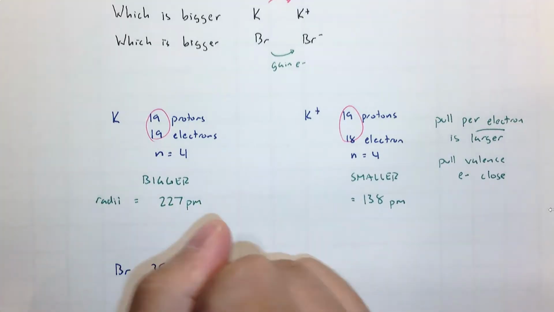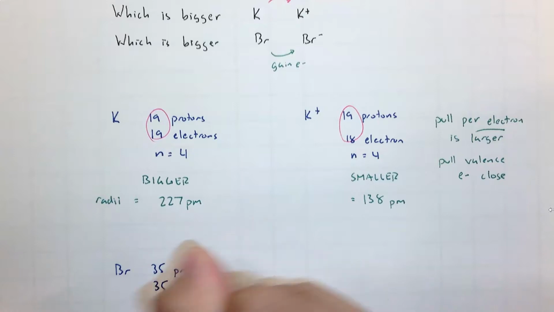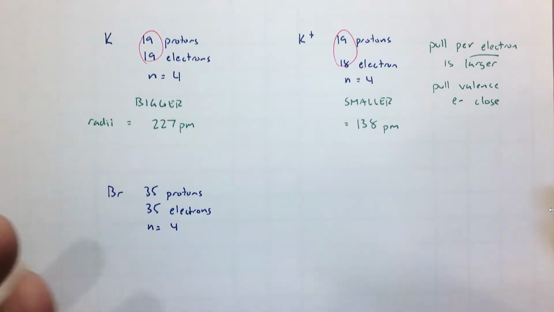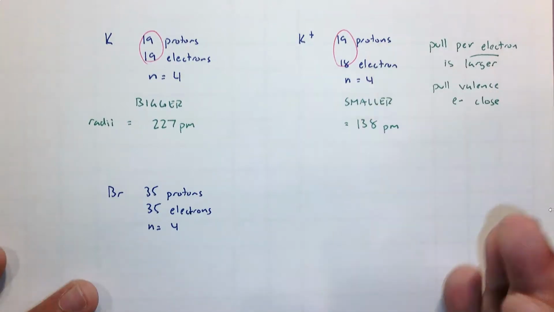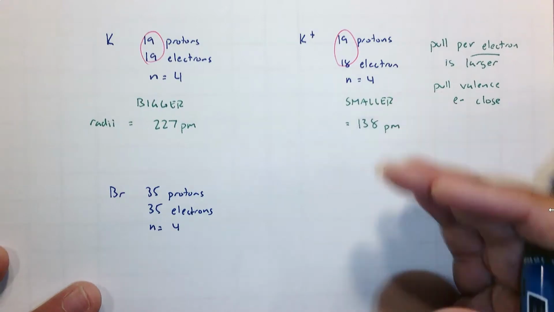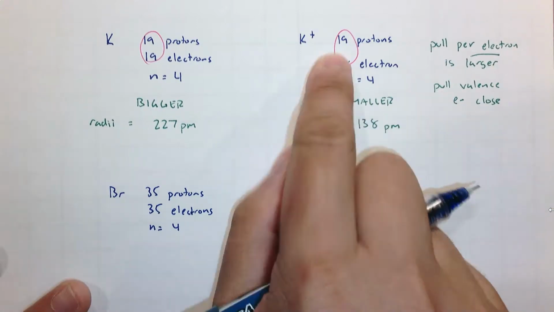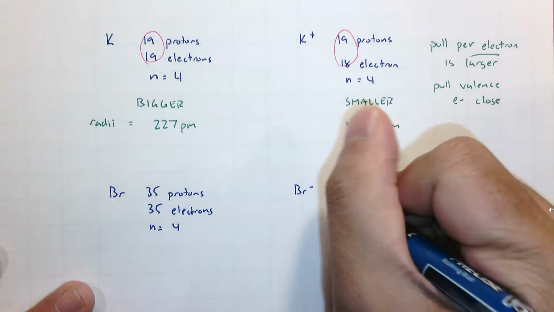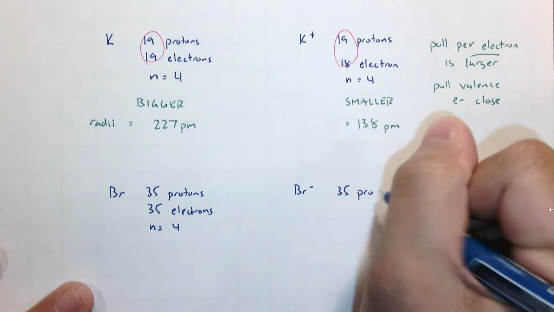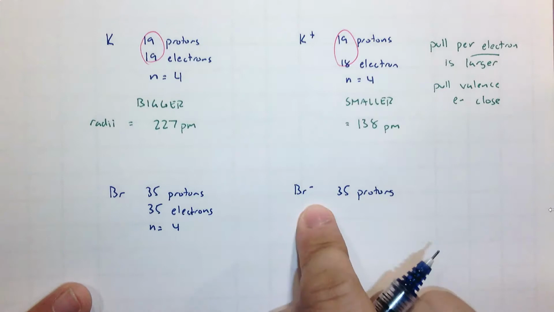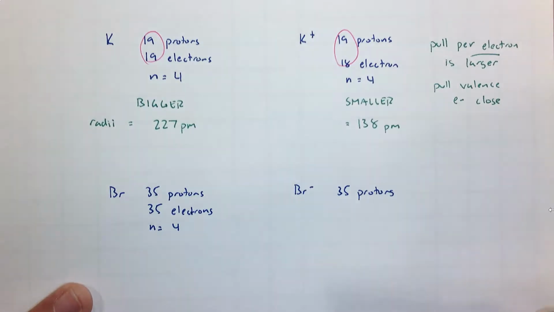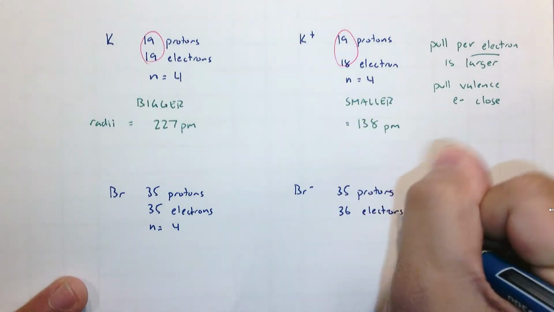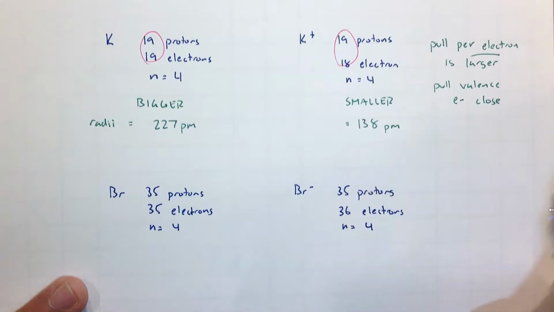And 35 electrons, and n equals 4. I like to put the shell just to remind myself that these are all kind of close together in terms of the orbit, the distance from the nucleus, but it's going to be modulated a little bit by the ratio of protons and electrons. Because bromine minus still has an n equals 4. It still has 35 protons, but because we're negative, we added an electron. Okay, we ionized it. So that's 36 electrons. Still n equals 4.